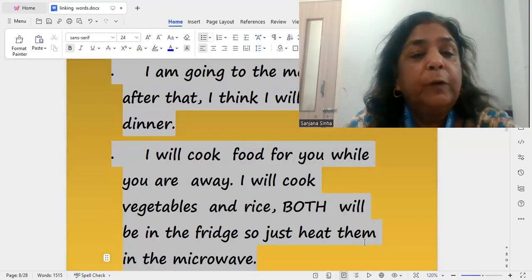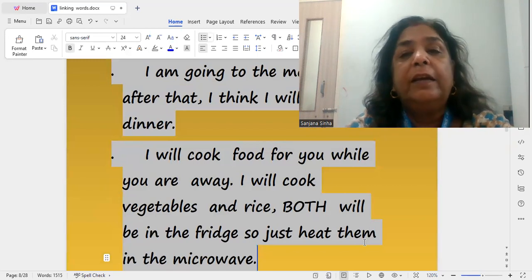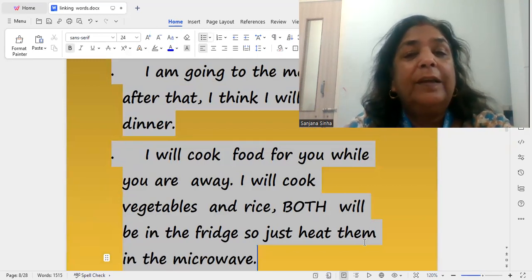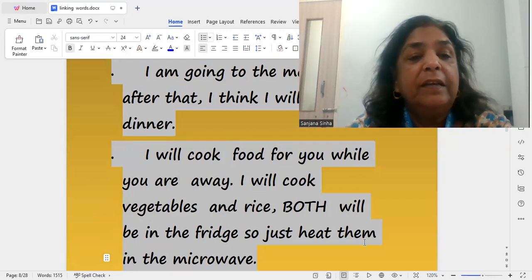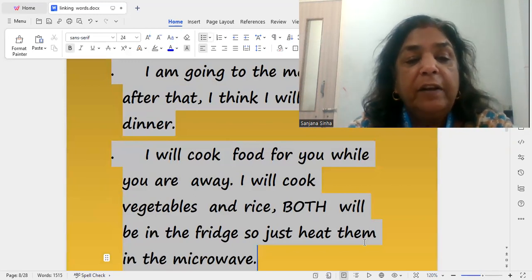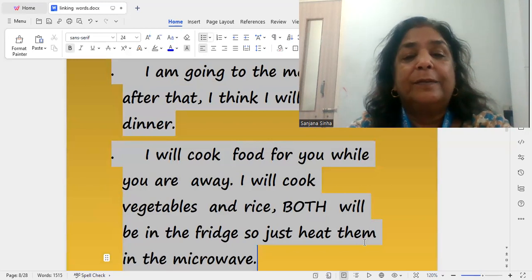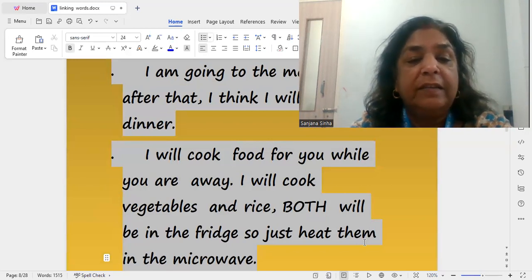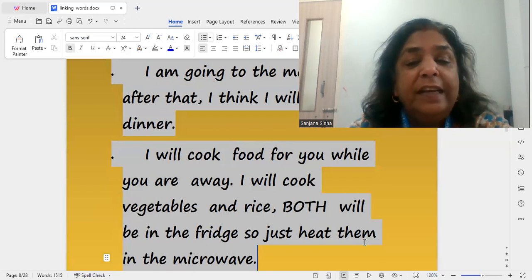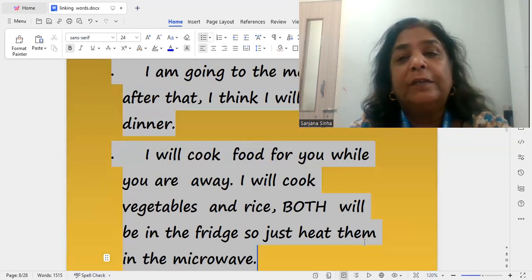I will cook food for you while you are away. It means in Hindi, I will cook जब तुम नहीं रहोगे घर में, then I will cook for you. I will cook vegetables and rice. Both will be in the fridge. So just heat them in the microwave oven.